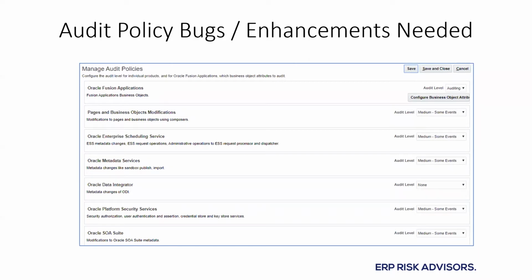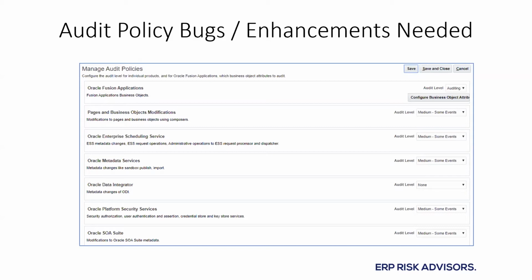Additionally, the link to configure business object attributes allows for the enabling of hundreds of audit policies throughout the HCM, financials, and SCM clouds. Prior to going live, you should also enable what is necessary to monitor your change management process, as well as other controls, such as monitoring high-risk fraud changes in the supplier master.